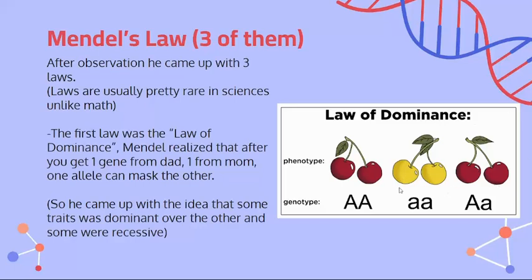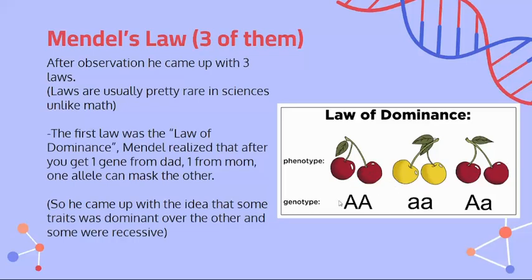Let's say this was the dad and this was the mom. The dad passed on a capital A, and the mom passed down a lowercase a. So when they form together, you will have one capital A and one little a. And in this case, we observe that there's no yellow here though. It's only red. So what does that mean? Red is dominant to yellow.